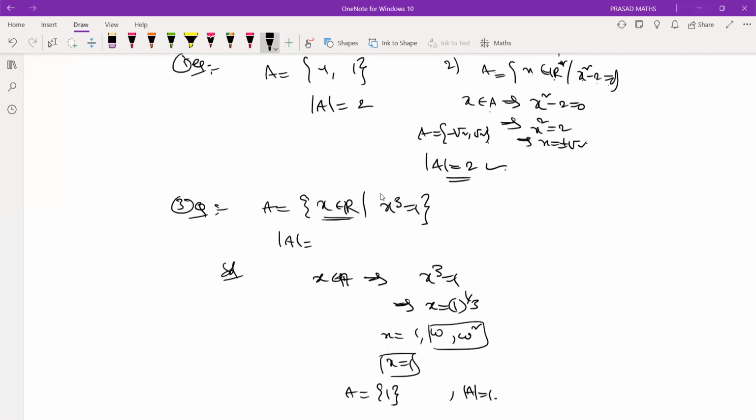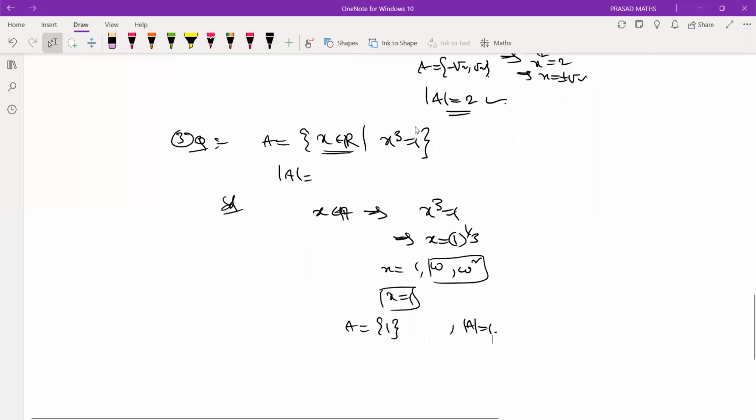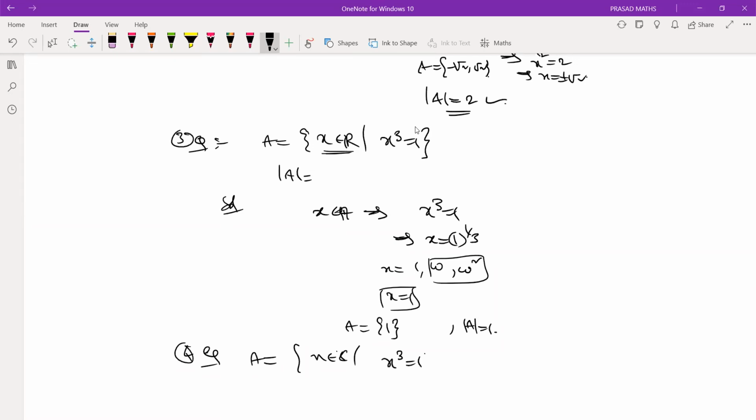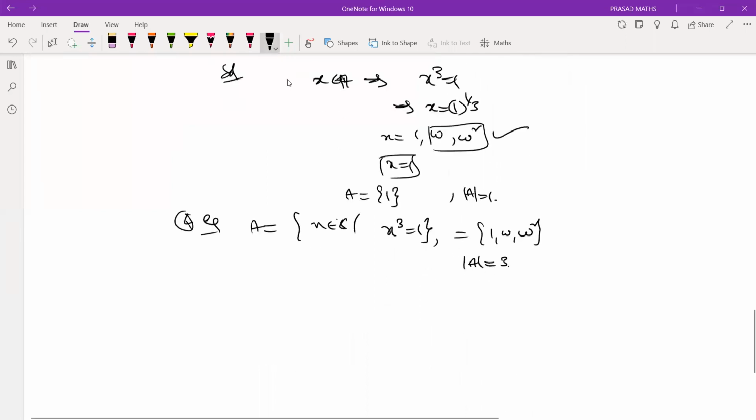Suppose I take the same question with a different restriction: the set of all complex numbers such that x cube equals 1. What is the cardinality now? 3, sir. Yes, the roots are 1, omega, omega square. Therefore, the set is precisely {1, omega, omega square}, and the cardinality of A equals 3. Yes or no?